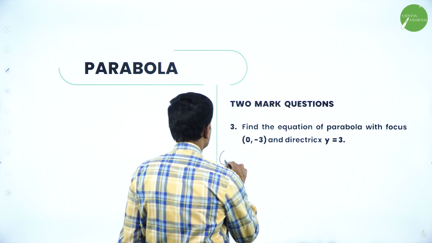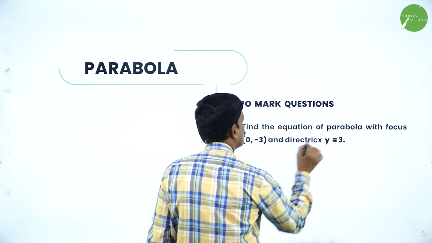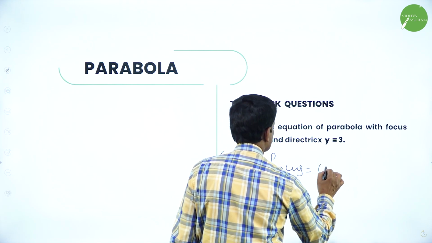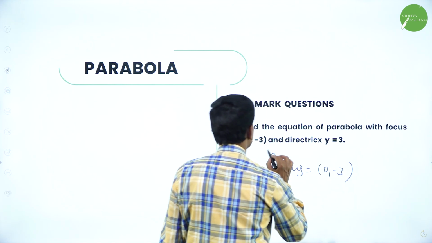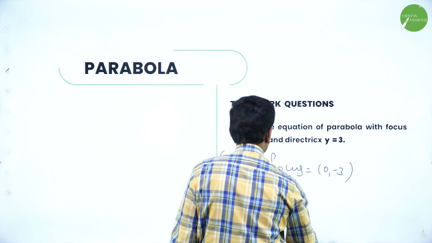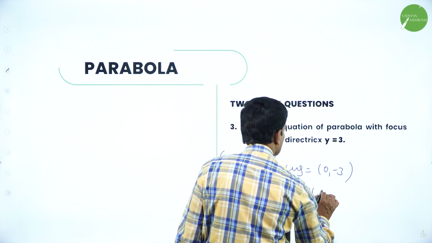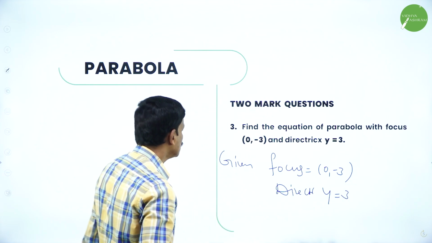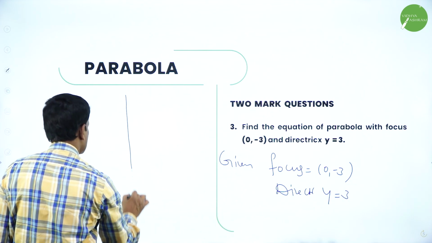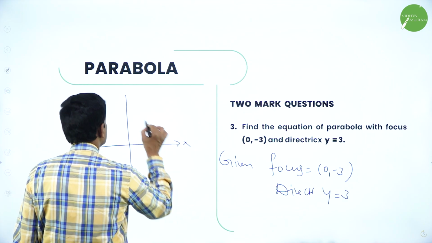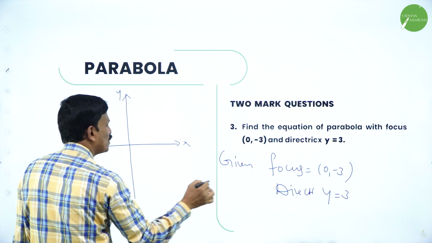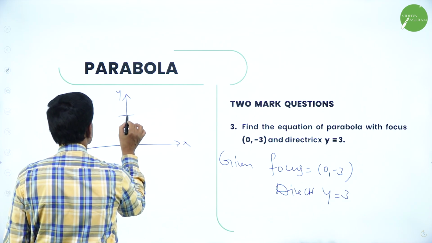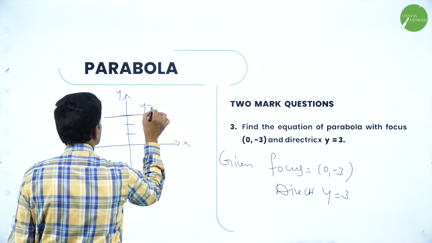Now what is given? The focus is (0, -3) and the directrix is y = 3. So y = 3 means, on the x-axis and y-axis, y is equal to plus 3, which is plus 1, plus 2, plus 3. This is the directrix, y = 3.